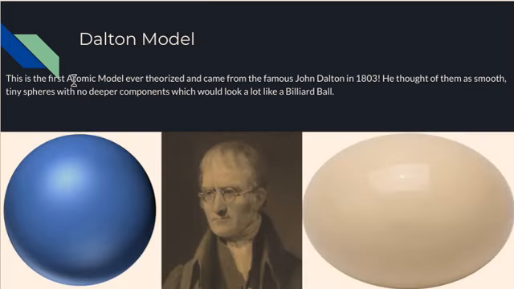Okay. And finally, we get to the models. So, let's start off with the very first one, the Dalton Model. This is the first atomic model ever theorized and came from the famous John Dalton in 1803. He thought of them as smooth, tiny spheres with no deeper components, which would look a lot like a billiard ball. So, here's the model right here. Here's John Dalton. And then, here is the billiard ball. Oh, pretty nice, I know.